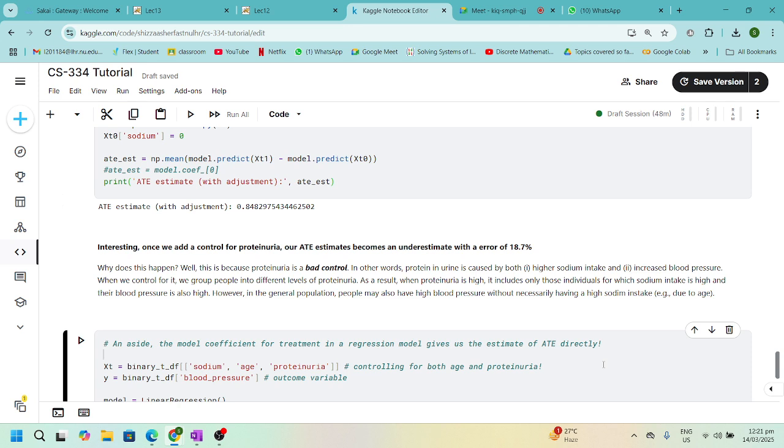So this is another way for controlling, but it's still a matter of what variables should essentially be controlled for and what variables shouldn't be controlled for. If you are controlling for a variable that you shouldn't control for, then that will create a spurious correlation between your treatment and your outcome as well.